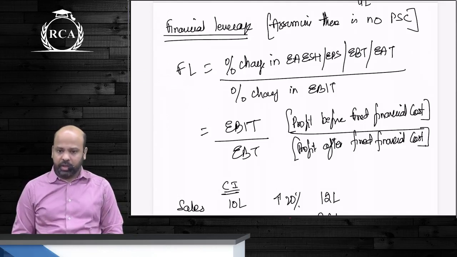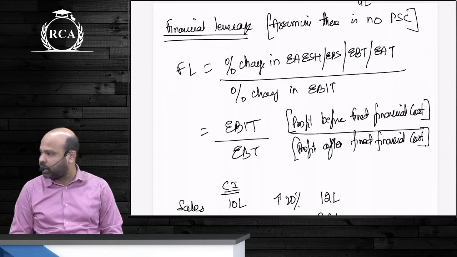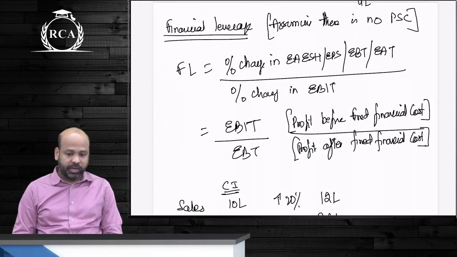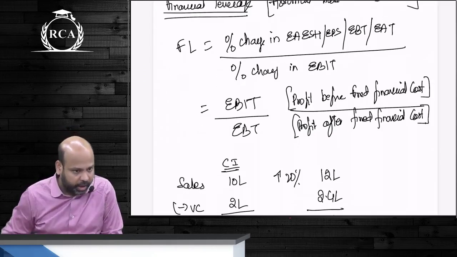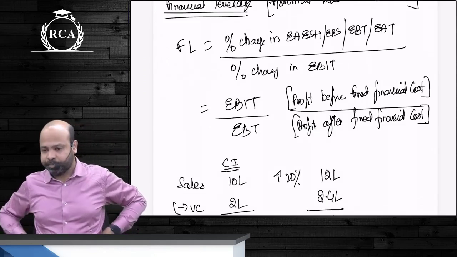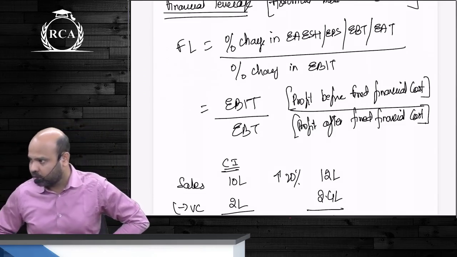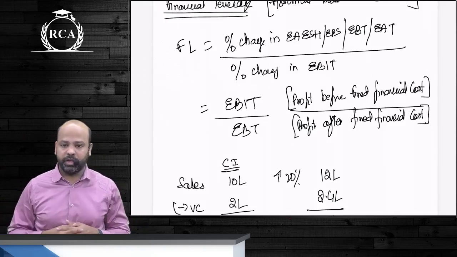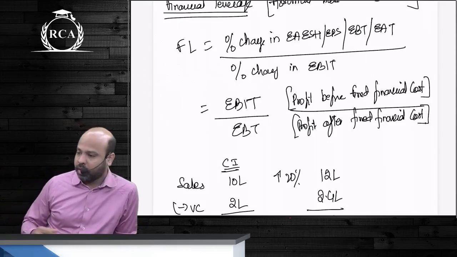Alright, guys. The other formula here is profit before fixed financial cost divided by profit after fixed financial cost. Your profit before fixed financial cost is going to be EBIT. Profit after fixed financial cost is going to be EBT. This is again assuming that there is no preference share capital. If your financial leverage is 2, again, what does that mean? For every 1% change in your operating profit, the earnings attributable to equity shareholders are going to change by 2%.